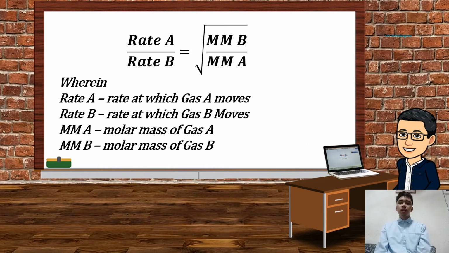The formula that we are going to use to identify the rate of diffusion or effusion of gas particles is rate A over rate B is equal to the square root of MMB over MMA, wherein rate A is the rate at which gas A moves, rate B is the rate at which gas B moves, MMA is the molar mass or weight of gas A, and MMB is the molar mass or weight of gas B.